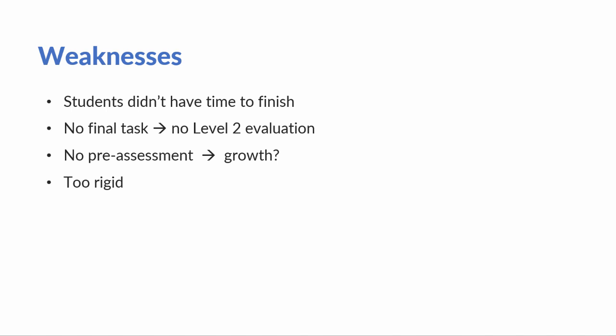Weaknesses. Biggest weakness of this unit was that the students didn't have time to finish it. They ran out of time, and pretty much none of the students were able to do the final task, and a lot of them didn't even finish step 4. So this actually led to my second major weakness in my model, which was the evaluation. I relied really heavily on that final task to determine whether the students had achieved the objectives. So without that final task, I had no level 2 evaluation.